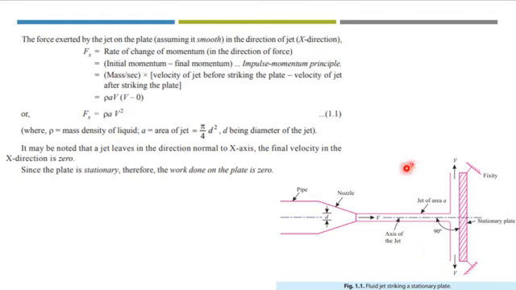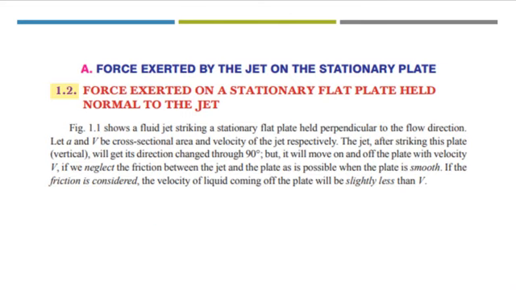So here is a figure indicating the fluid jet striking a stationary flat plate. This is a flat plate. This is stationary. This is a pipe. A nozzle is fitted at the end of a pipe and a jet is issuing from this nozzle with a velocity v, and it then strikes this plate which is at 90 degree to the jet. So the figure shows a fluid jet striking a stationary flat plate held perpendicular to the flow direction.